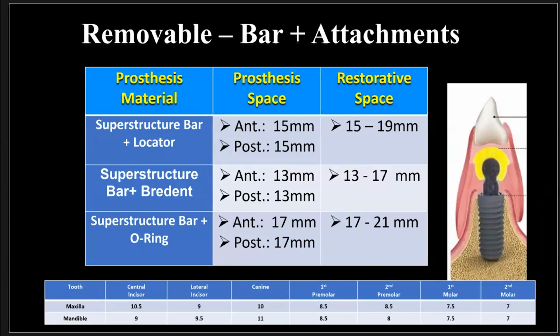If we look at the restorative space, we need to incorporate the biologic width in there. So we're going to need up to 19 millimeters of space for that. The Bredent, we're going to save about 2 to 3 millimeters of space with that. So that's one that we can get away with a little less space. And then the O-ring, that was kind of the old school method, or even the ERAs. You're going to need a little more space for that.